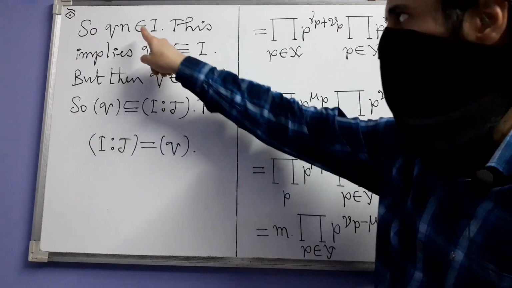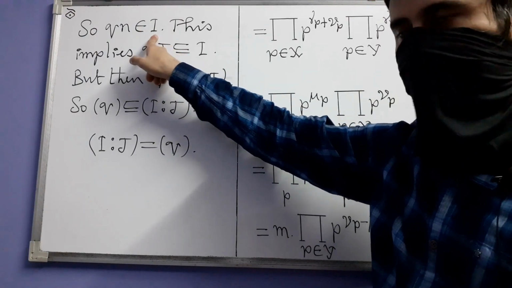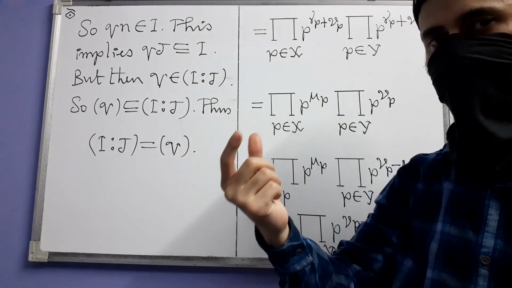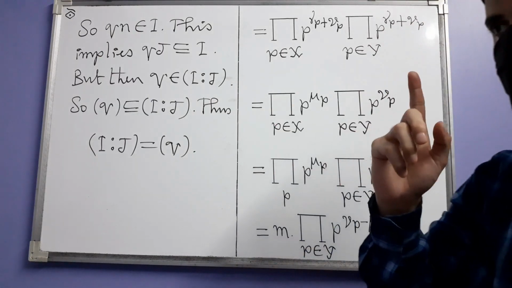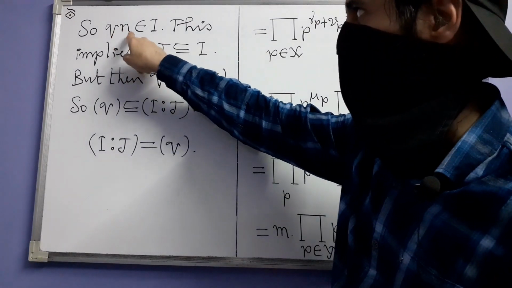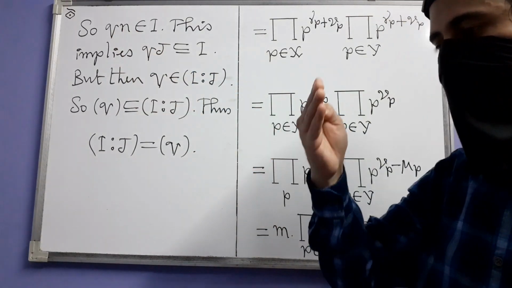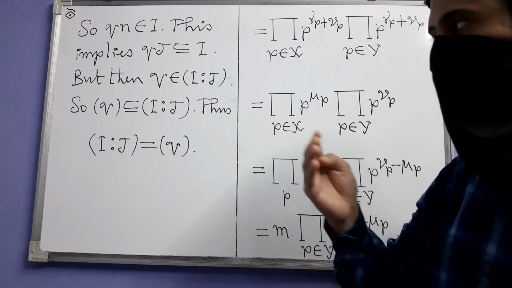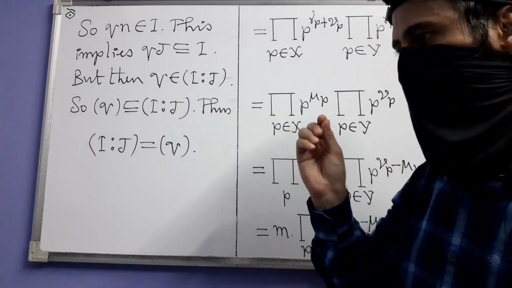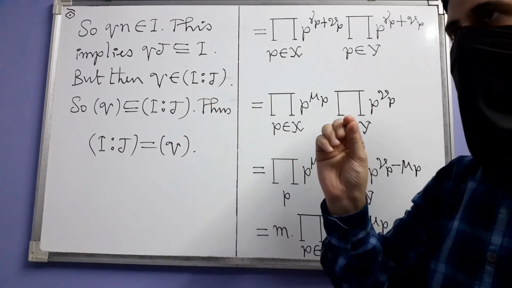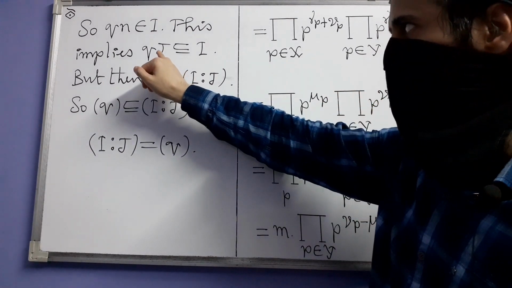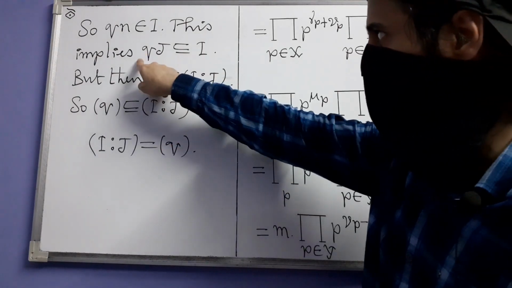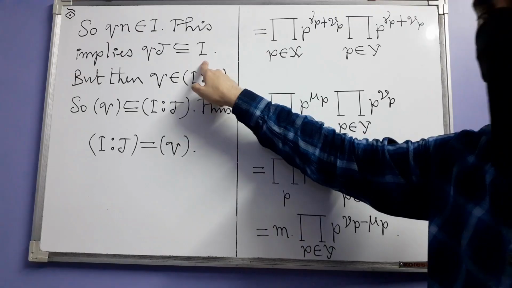But if qn belongs to I, because I is an ideal, if you multiply qn by any integer, that product will also belong to I. However, any multiple of qn is of the form q times k times n, where k is any integer. But k times n, that product alone is a general element of the ideal j, because j is generated by n. So that way qj becomes a subset of I.